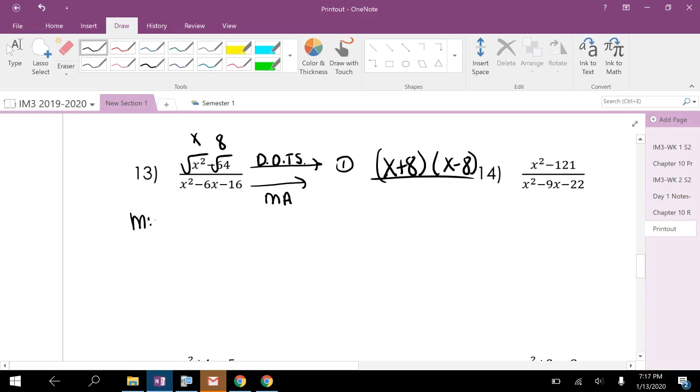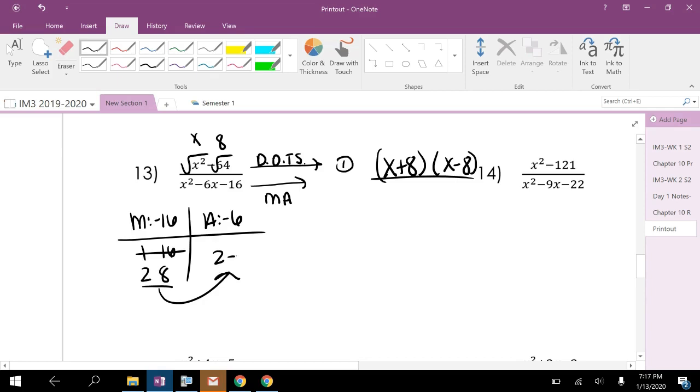So what multiplies to negative 16 and adds to negative 6? Well, 16 divided by 1 gets me 16. That's not going to get me 6. 16 divided by 2 is 8. If I subtract those, I am going to go ahead and get my negative 6, which is really nice. So I have x plus 2 and x minus 8 as my factors there.